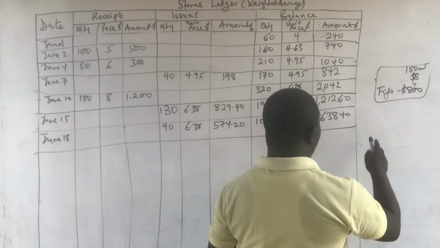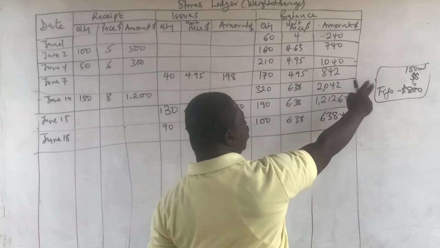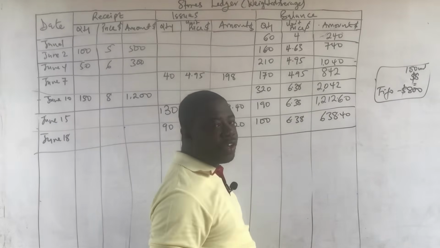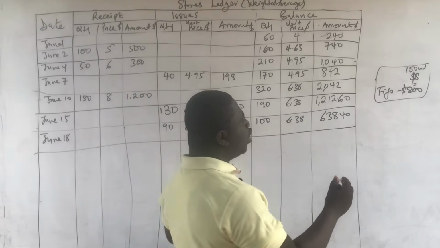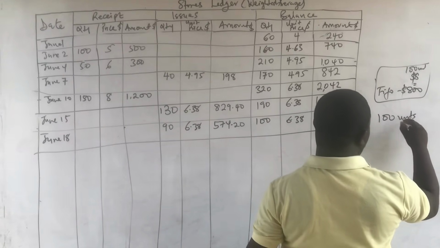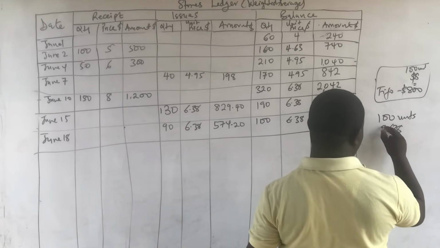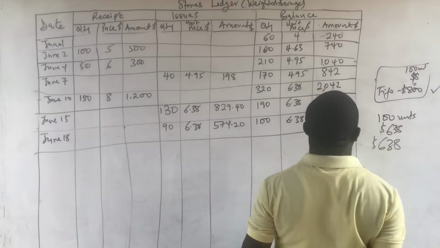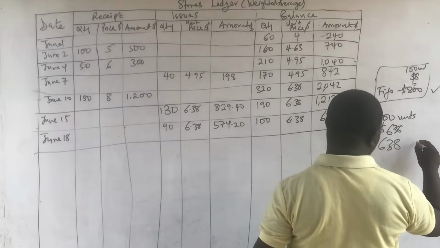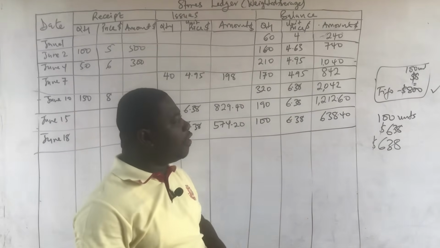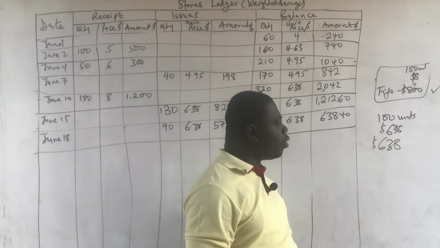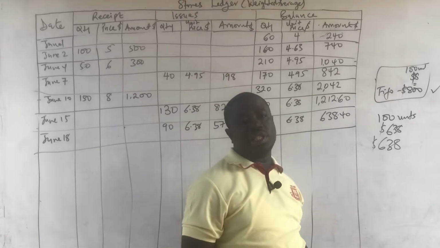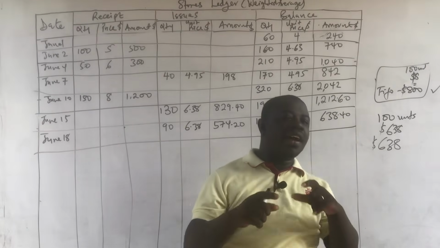Now the closing balance for the FIFO, the unit has not changed. It was 100 units, but the unit price was 8, giving us an amount of $800. When we come to weighted average, closing balance is still 100 units, but the unit price is not 8, it's 6.38, giving us $638. So you could see that the FIFO reported a higher closing stock than the weighted average. That is the meaning. The FIFO reported $800 as the value of the closing inventory, the same 100 units, but the weighted average is reporting 638. So there are dynamics to this.